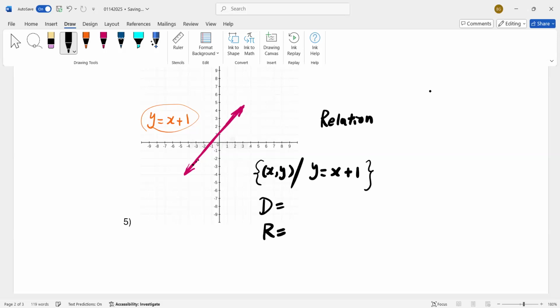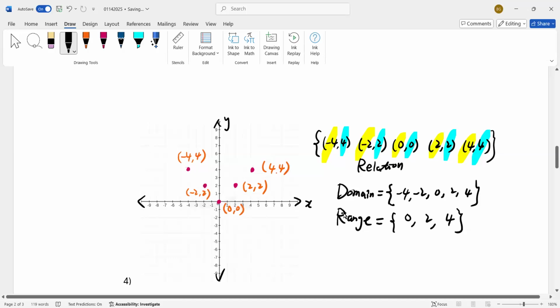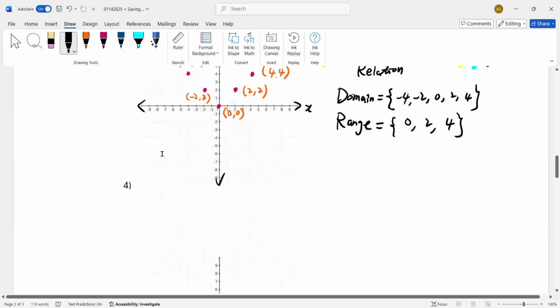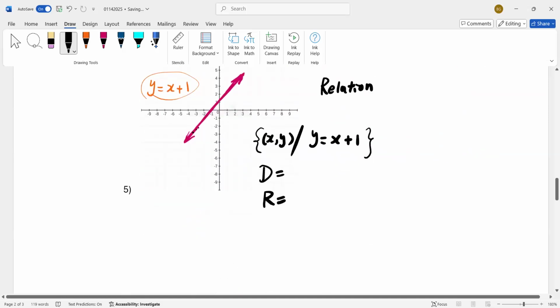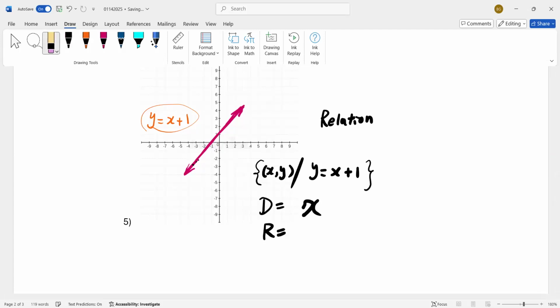The domain and range might be challenging. It's not like previous examples, where we see those first components and second components. How should we describe the domain and range for this straight line, which is a relation we already understand? How do we find the domain? Yeah, the domain is x. I understand. Is it infinite? Yes, x. But you cannot just write domain as x. You cannot just write that x.